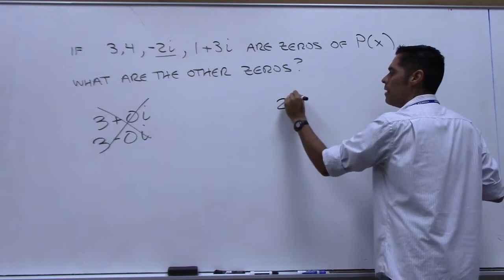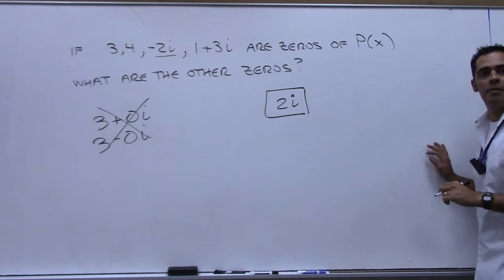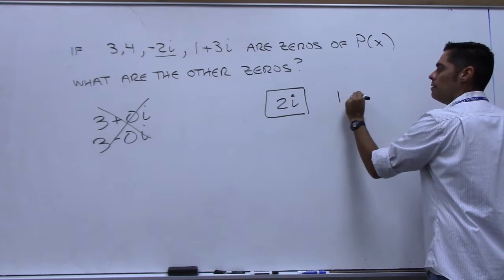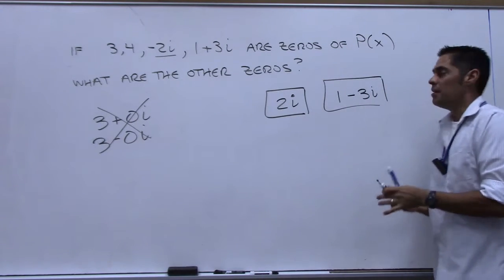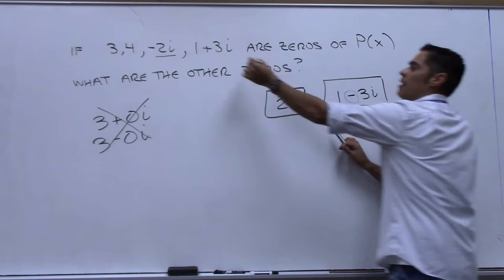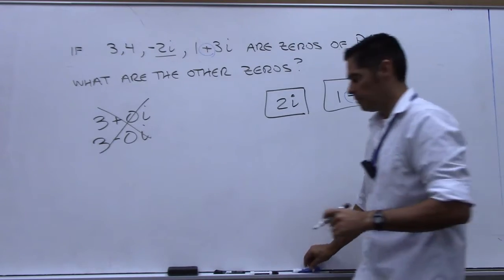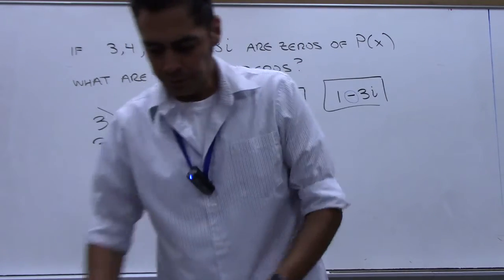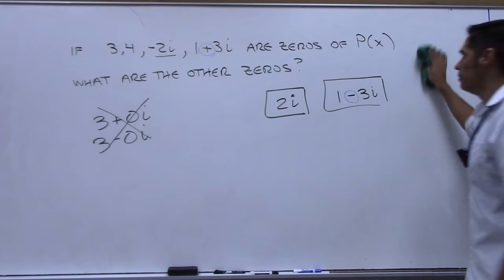2i? That would be 2i. And then what about 1 plus 3i? What would its conjugate pair be? 1 minus 3i. Now be very careful here, okay? Because the real part doesn't change. Only the sign, these signs have to be different. Understand? We're good? So those are the other zeros right there.